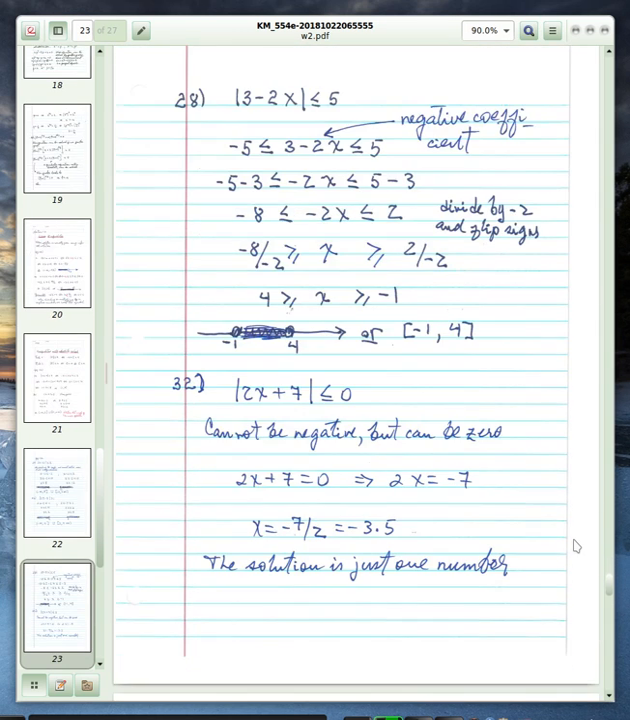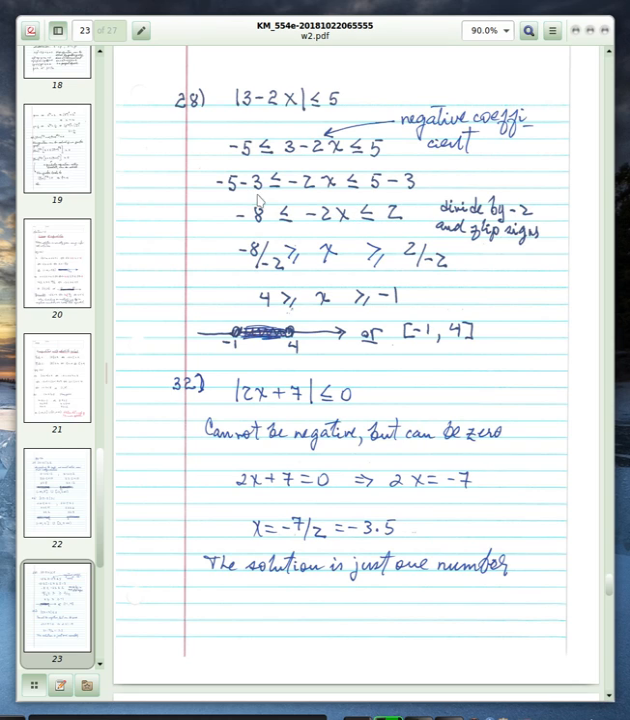Problem 28. In problem 28, because you have absolute value less than or equal to a number, we must use rule number 1. And according to rule number 1, we solve this compound inequality. Now the interesting thing here is that we have negative 2x, so we have a negative coefficient next to x. That means once we eliminate 3, as we do in the second step, we have negative 2 here, and we are ready to divide by negative 2. And that means that we must flip the symbol.